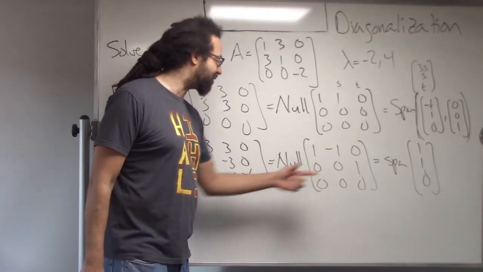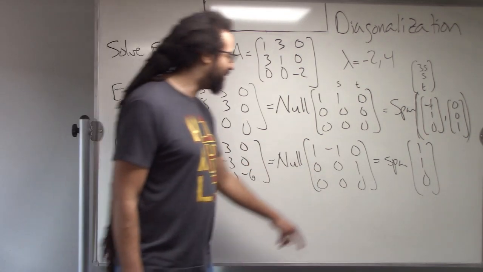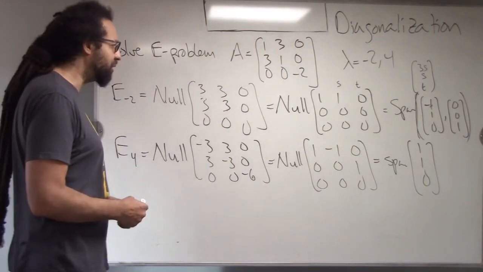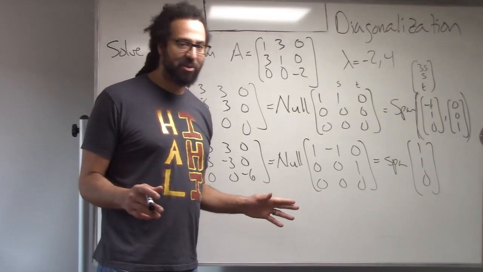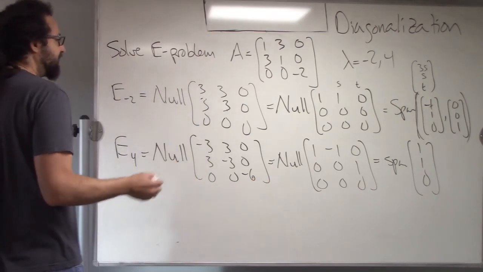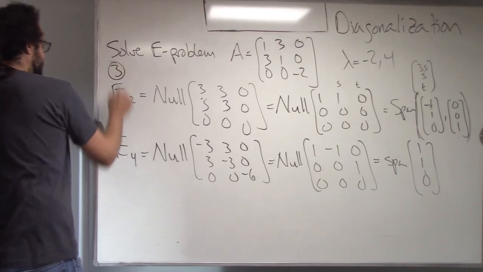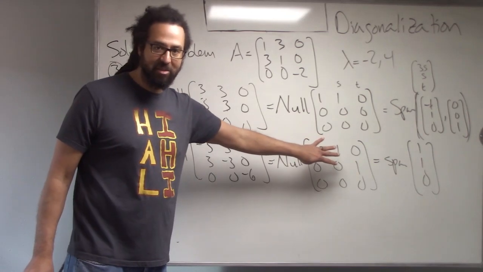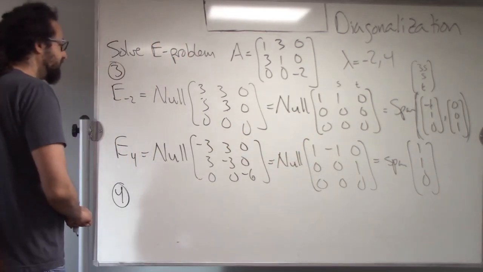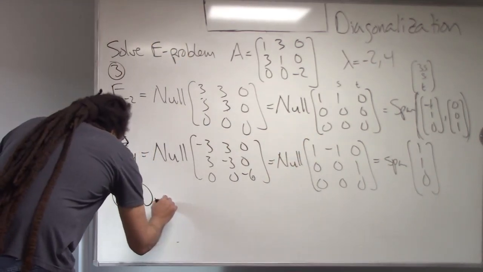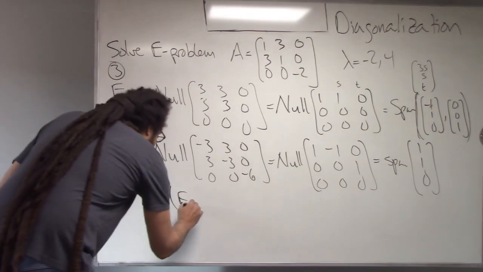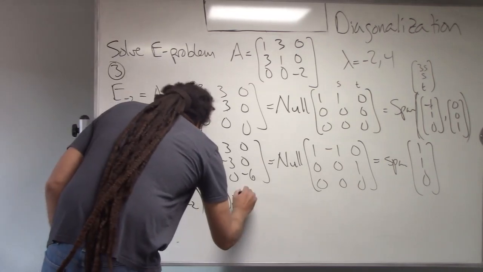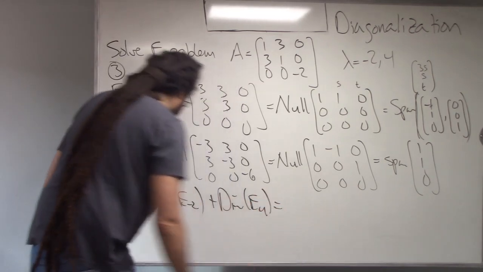So put the thing in reduced row echelon form, and you see that the null space is just spanned by this single thing. So now we can see if the matrix is diagonalizable or not. So I would call this part 3, and then part 3 is find the eigenspaces. And now for part 4, you can see that the dimension of the eigenspace associated to negative 2 plus the dimension of the eigenspace associated to 4, what is that?